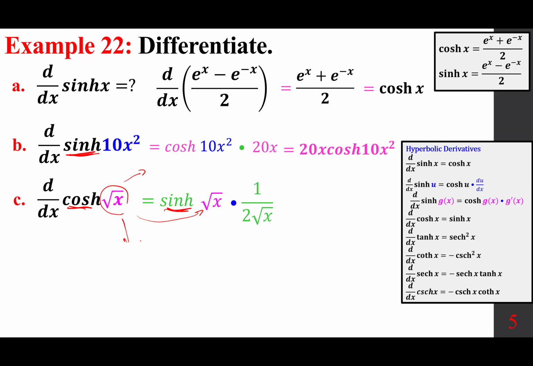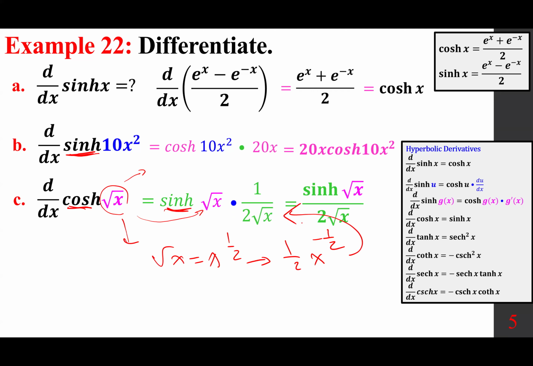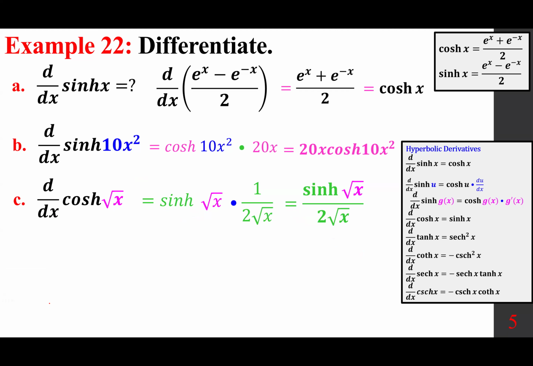If you have doubts, just write down that square root of x is x to the power of 1/2. You want to differentiate it: 1/2 times x to the power of 1/2 minus 1, which is -1/2. And it's this one, and you just rewrite it. Sinh of square root of x over 2 square root of x. Let me erase my work. So it's pretty straightforward, everybody.